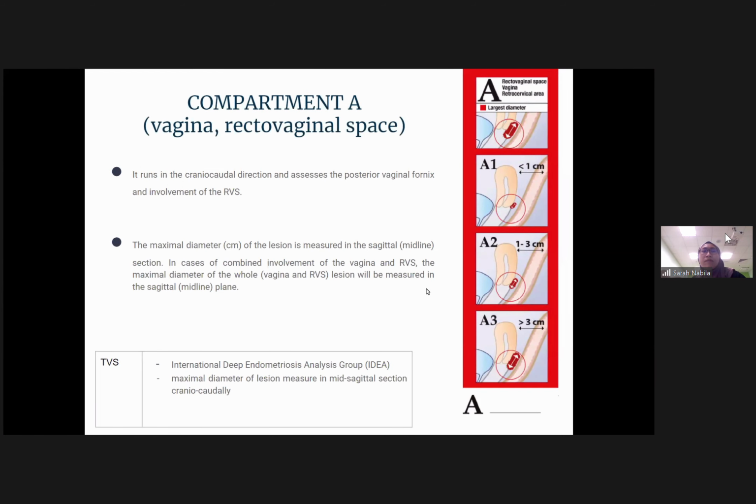So by TVS, it also can be done. This classification, if via TVS, is according to the International Deep Endometriosis Analysis Group idea. So the maximal diameter of the lesion is measured in the mid-sagittal section craniocaudally.